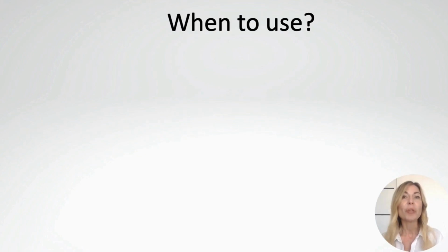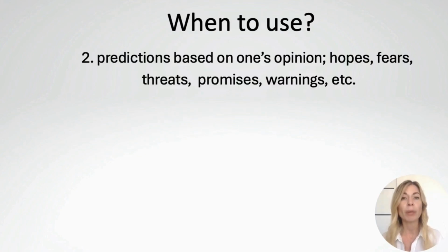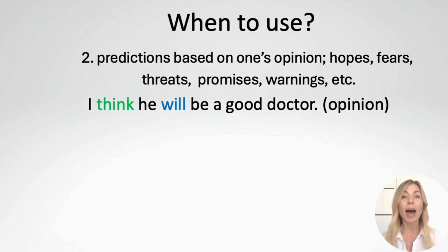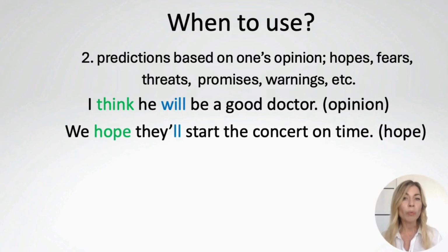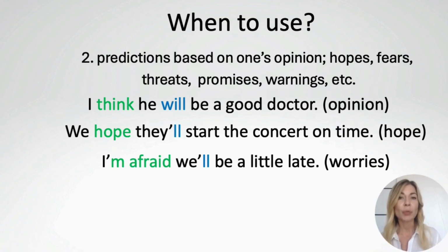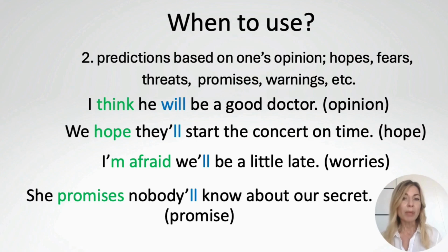Another situation when we use the future simple is when we talk about some predictions based on one's opinion, hopes, fears, threats, promises, and warnings. For instance, you can hear, I think he will be a good doctor. It's my opinion. Yes, it's a prediction based on my opinion. We hope they'll start the concert on time. So this is hope. Hopefully it will be on time. I'm afraid we'll be a little late, so I'm worried about it. Or she promises nobody will know about our secret. It's a promise.